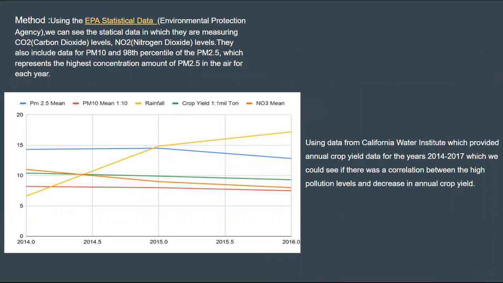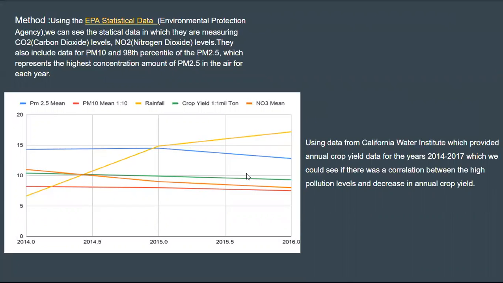And from that, we're actually able to compare the rainfall and the PM2.5, and we're able to see a correlation that as rainfall increases, we actually see a decrease in the PM2.5. And as rainfall decreases, we can see an increase in PM2.5.